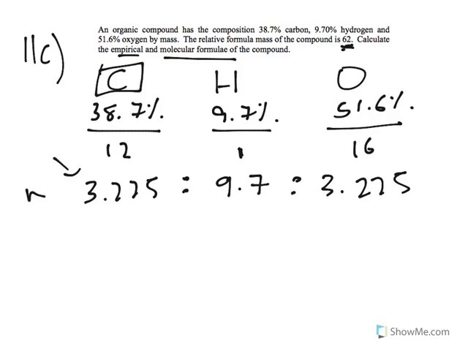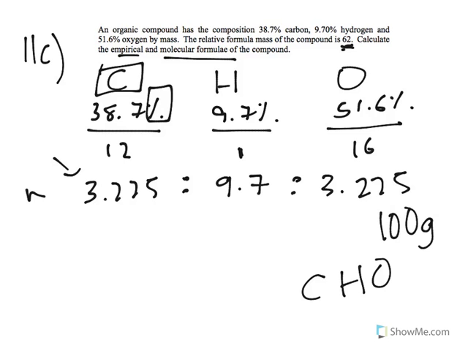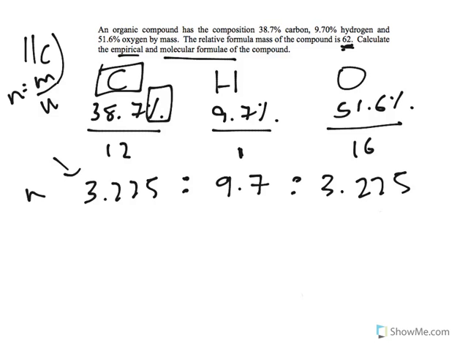You've converted them all to moles because you've assumed that these percentages are their masses out of 100. So if you had 100 grams of a compound with carbon, hydrogen, and oxygen, that means 38.7 grams of carbon is in the thing, 9.7 grams of hydrogen is in the thing, and 51.6 grams of oxygen is present. So what you've done is you just divided by the molar mass, because you know number of moles equals mass over molar mass, and you've converted them into moles technically. Okay, and now they're all in moles.